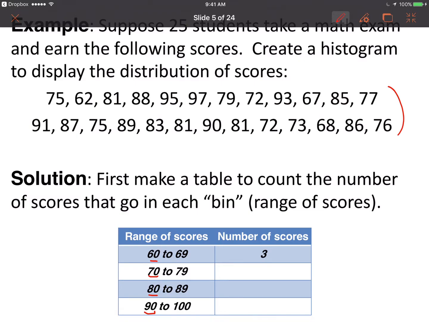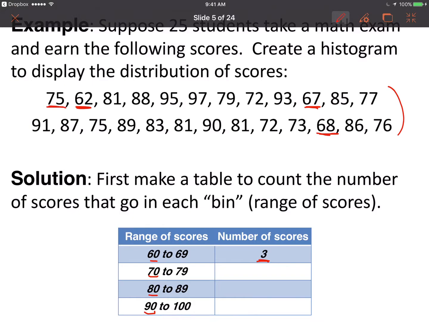range. So if you look, I've got 62, 67, and where's the last one in the 60s? 68. There you go. So there are 3 in the 60s. Now you want to count how many there are in the 70s.